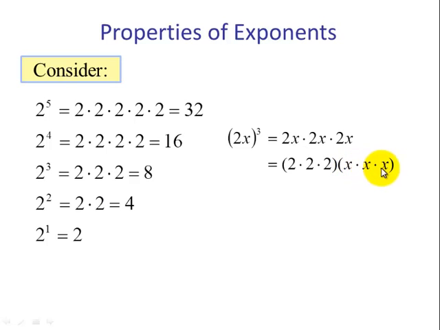X times x times x would be x to the 3rd, because we have an exponent of 1, 1, and 1, and we add those powers and we get x to the 3rd. 2 times 2 times 2 is 2 to the 3rd, which is 8. So the answer is 8x cubed.